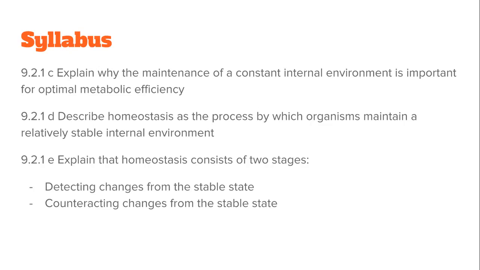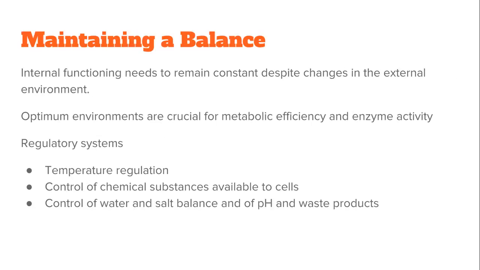We've got another 3 dot points which this video is going to cover, and one of those is why it's really important for our body to maintain a constant internal environment. And we're going to tie that into metabolism. We're going to look at the process of homeostasis, which is the process in which organisms maintain this constant internal environment. And then we're going to take a brief look at the process of homeostasis in the 2 stages which take place.